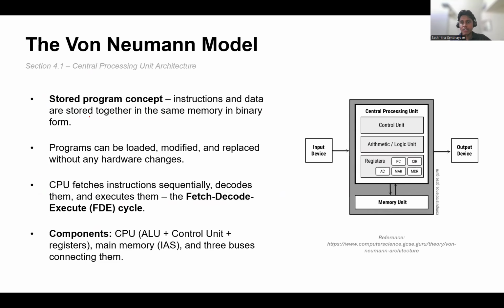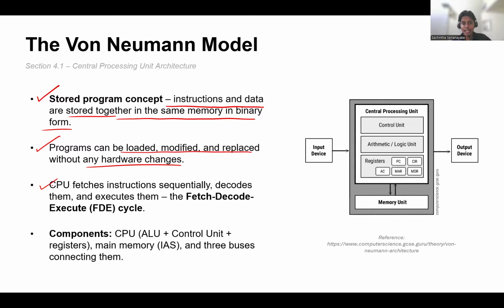The von Neumann model uses something called the stored program concept, which is where instructions and data are stored together in the same memory in binary form. Keep this in mind. Instructions and data are stored together in the same memory in binary form. That's the stored program concept. And in the von Neumann model, programs can be loaded, modified, and replaced without any hardware changes.